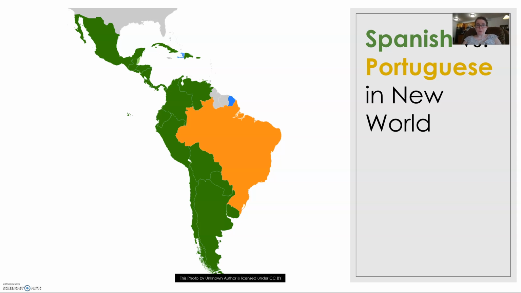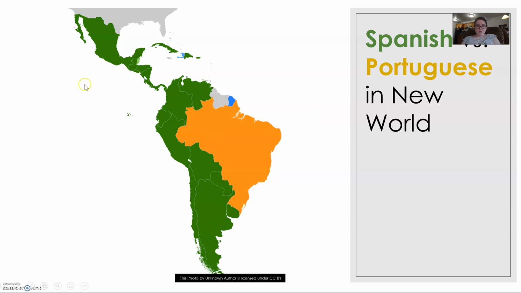The tiny blue parts were owned by France, but France mostly focused on their Canadian holdings and Louisiana holdings, so they weren't quite as active in the Central and South America scene. What we're looking at right now could also be a map of which languages are still spoken here even today. Brazil still speaks Portuguese, and everywhere in green still speaks Spanish. Everywhere in blue still speaks French.